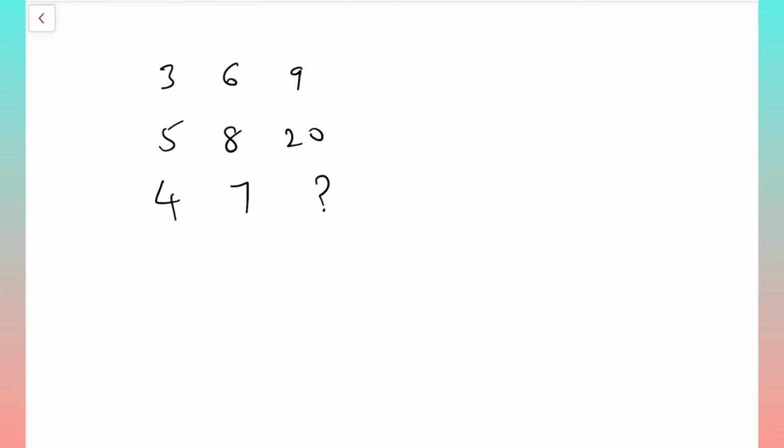Then what is the next logic? I'll do multiplication. That is, first two numbers in the row, 3 into 6. I'll do multiplication, so that we will get 18. Now, what is the relation between that 18 and 9? It is half. So 18 half is nothing but 9.